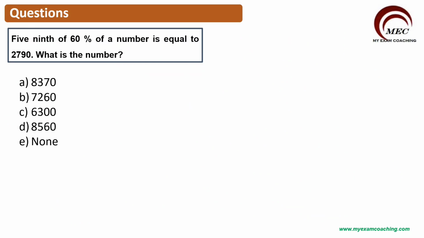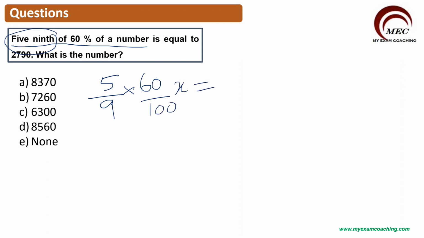So the next question is: 5/9 of 60 percentage of a number is equal to 2790. What is the number? Again, with these types of questions, understand what is given and note it. 5/9 of 60 percentage of a number. 5/9 means 5 by 9 of, multiply, 60 percentage of a number, that is 60 by 100 into x, which is equal to 2790.